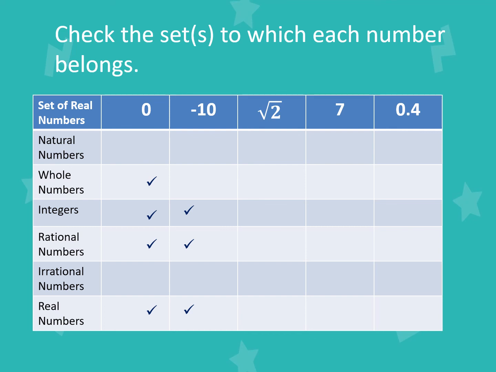Next, let's have square root of 2. The square root of 2 is not a natural, it's not a whole number, it's not an integer, and it's not a rational number. It's an irrational number. So since it's an irrational number, it is real number. Let's have 7. 7 is a natural number, correct? A whole number, an integer, it's a rational number, and of course, it's a real number.